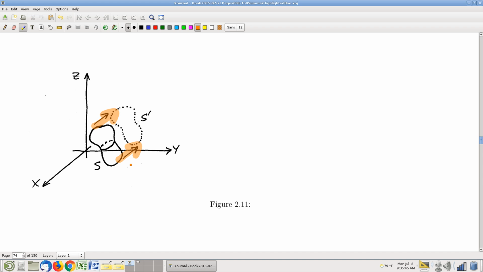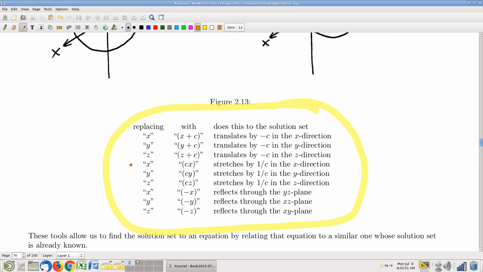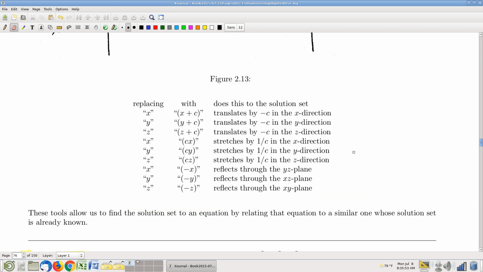How are we doing? Is everybody on board with that analysis? Okay. So this is kind of an interesting result. Let me come down to the little summary page that I have here. What we've concluded, and I did this with shifting by a distance of 1, but it's analogous if your distance is some number c. We've just argued that if you replace x with x plus c, that actually translates the solution set by a distance of negative c in the x direction.